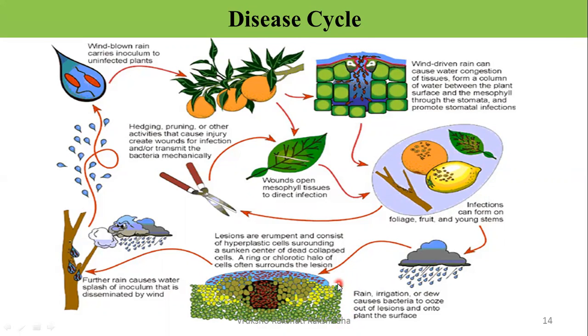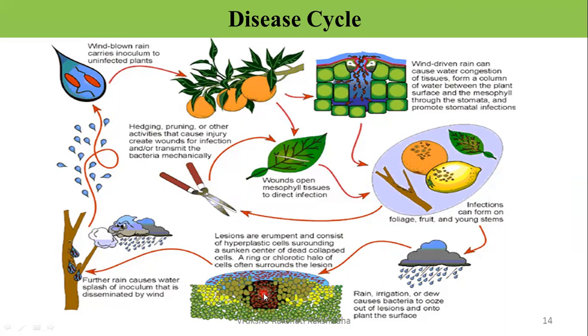So here you can see, when the bacteria gains entry through the stomata, what happens is the lesions become erumpent, or a pustule develops. That is because of the hyperplasia. Uncontrolled division of the cells takes place, and that is why the lesions become erumpent.